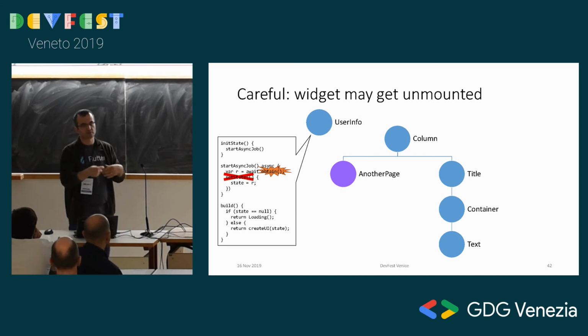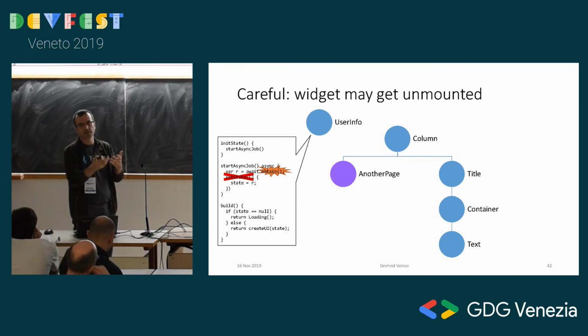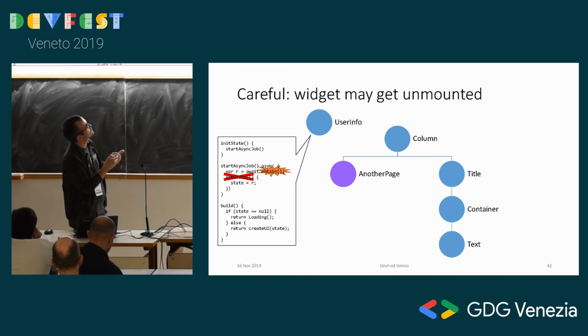Dart is just a function being executed. So it keeps running this start async job, even though the user info widget is not in my widget tree anymore. So when it tries to call set state, you get an error. The error actually tells you, okay, you tried to call set state in a widget that's not mounted anymore, etc. So as a rule of thumb, whenever you have an async job that will be doing set state, that will be changing the UI, you should be aware that you are now in the future and maybe you are not relevant anymore. So you should protect against that.